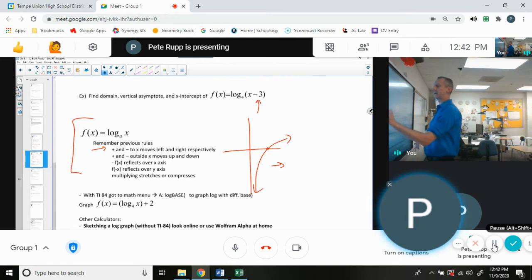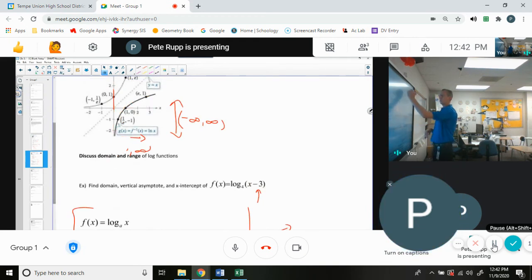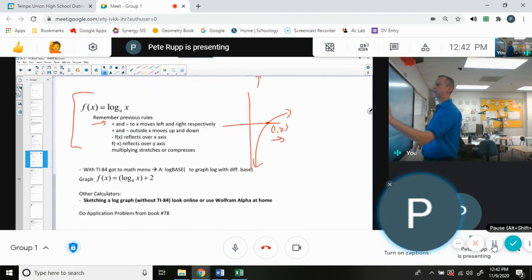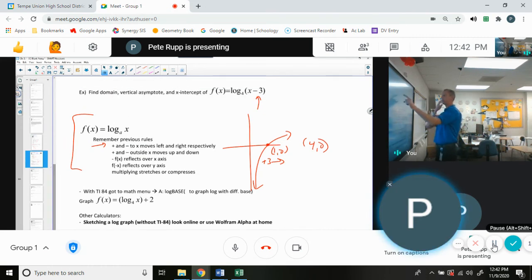So that ordered pair that was right here, which I guess we didn't really discuss a lot up here. On this graph, we've discussed that 0, 1 is really important. That means if it's a reflection, 1, 0 is really important for the logarithmic function. So if I take that ordered pair 1, 0, and I move it to the right 3, okay, that would now be at 4, 0. Okay, so that's important. And so that would be our x-intercept. The vertical asymptote would now be, instead of being x equals 0, which is the y-axis, it's going to be to the right 3. So it's going to be x equals 3.